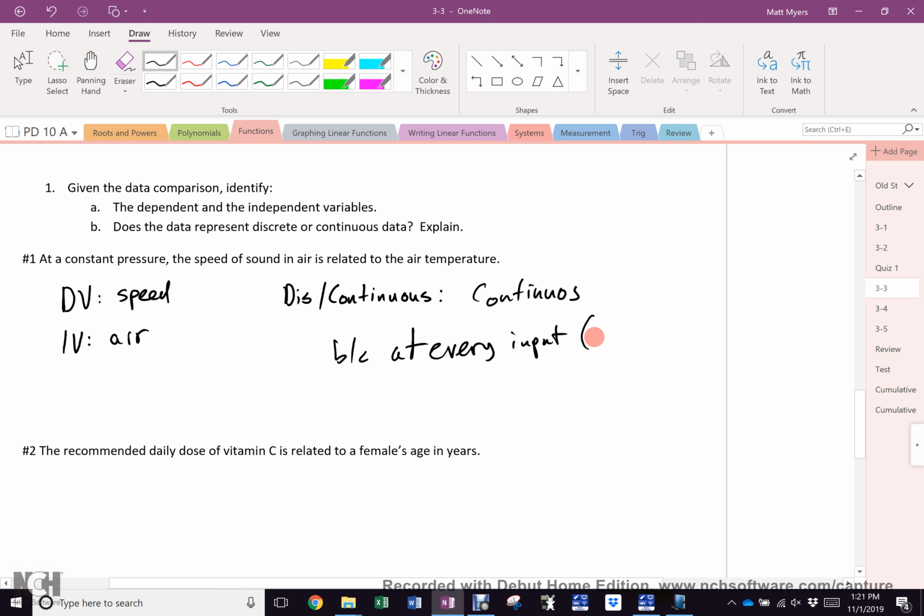At every input, which was temperature, I have an output, which is a speed. That's what makes it continuous. Now let's do the next one. DV, IV, and discrete or continuous.